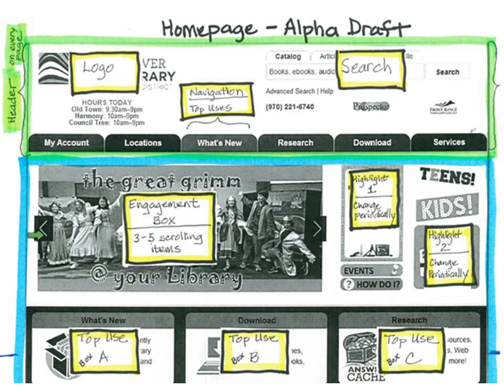And then we wanted some places where we could change it up. The engagement box here has some scrolling items, and that's changed sometimes weekly, sometimes daily. It depends. We have 2 highlight sections where we can highlight summer reading program or particular programs or whatever. The teen and kids links remain the same all the time. So this is like above the fold.